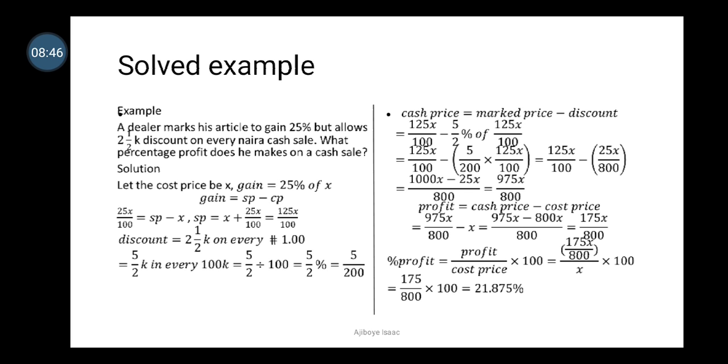Then percentage profit, which is equivalent to profit over cost price times 100. Our profit is 175x over 800. Then divided by X, then times 100. X will divide X. So you have 175 over 800 times 100. And that will give us 175 over 8, which will give us 21.875%.